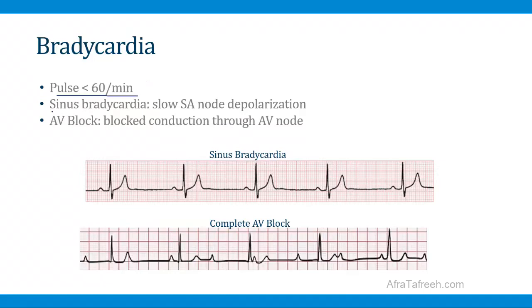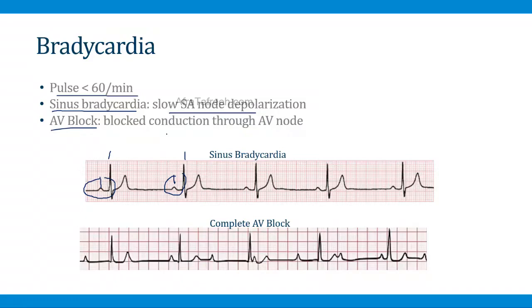The first way is sinus bradycardia. This is what happens when there is slow SA node depolarization. If you look at this tracing at the top on the bottom of the screen, we've got a P wave followed by a QRS and then another P wave followed by a QRS. This is a bradycardic rhythm. If you determine the heart rate from the strip, you'll see that it's less than 60 beats per minute. And the reason it's less than 60 is because the P waves are just being generated at a slow rate, and that's sinus bradycardia.